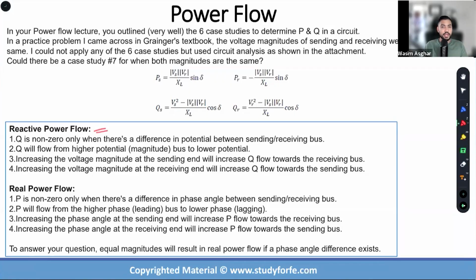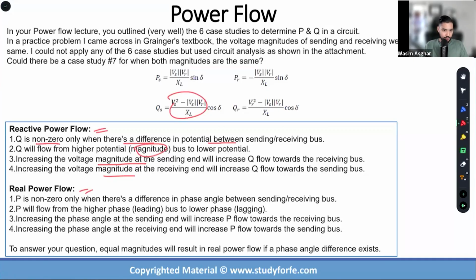Reactive power flow. And I want to remind you guys that the reference handbook is very silent about reactive power flow. Reactive power flow, Q is non-zero only when there is a difference in potential between the sending and the receiving. Magnitude is the key over here. Okay, magnitude is the key. So increasing the voltage magnitude at the sending end will push the power from sending to receiving. And increasing the magnitude at the receiving end. So where was I? I was here. Yeah, if I increase the magnitude on the receiving end, the power is going to flow from the receiving end to the sending end.